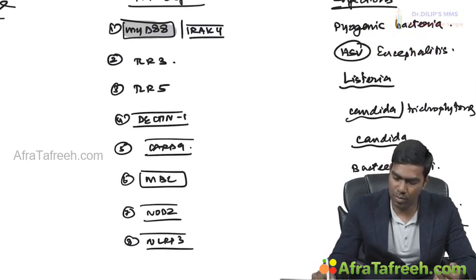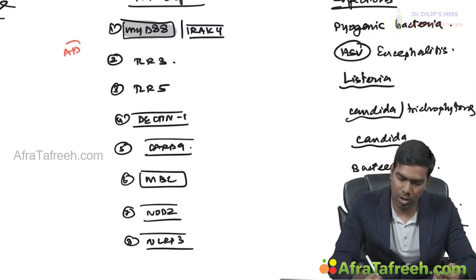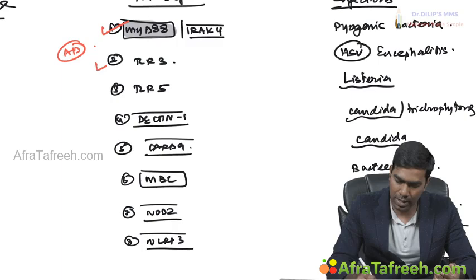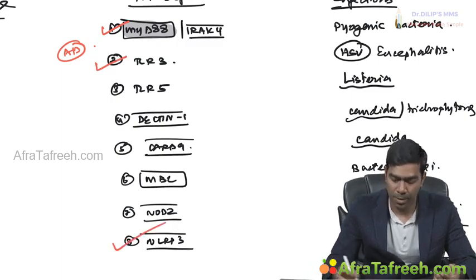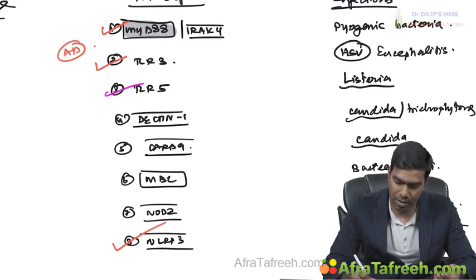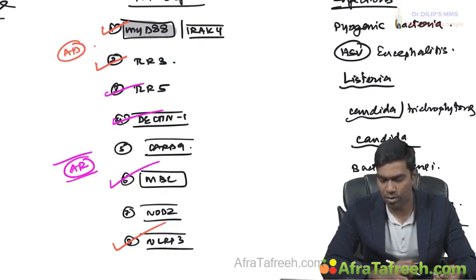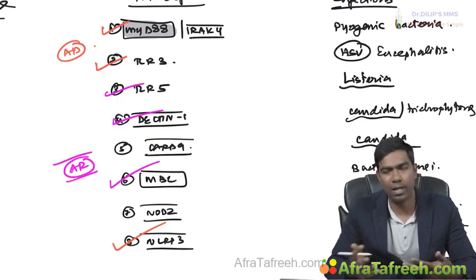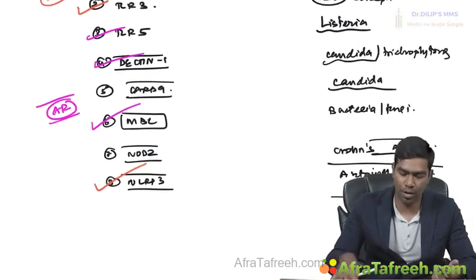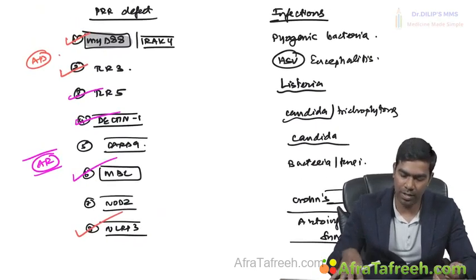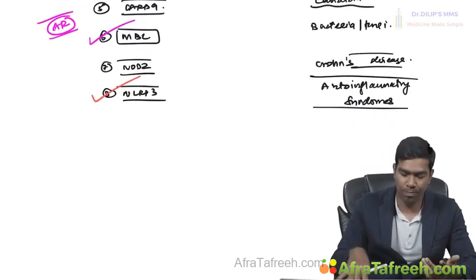In this, everything is autosomal dominant. All are autosomal dominant. For example, MyD88 is autosomal dominant, TLR3 is autosomal dominant, and NLRP3 defect is also autosomal dominant. But this TLR5 defect, this Dectin1 defect and MBL defect, all these are autosomal recessive defects. Clear or not? So these are the most important: autosomal dominant and autosomal recessive defects. Maybe some defects are inherited in different ways, we'll discuss, but these are the autosomal dominant and autosomal recessive defects. These are the PRR defects and the infections that you are susceptible to.